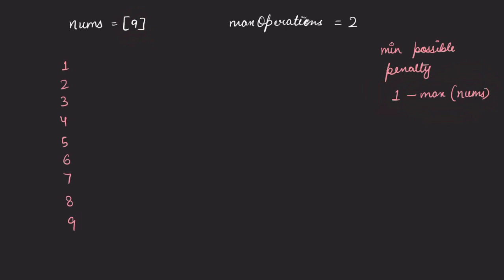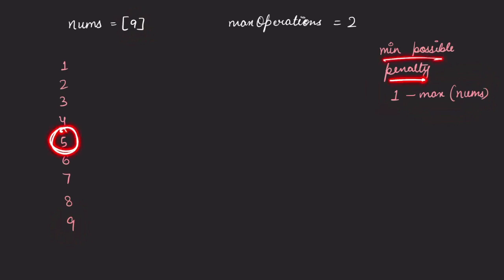Now, if I am saying that 9 can be my answer, what does that mean? That the maximum number of balls present in any bag should be 9. Or I can say that the number of balls in all the bags should be less than or equal to 9. If I am saying that my minimum possible penalty is 5, then in all the bags the number of balls should be less than or equal to 5. So let's check for all these numbers. Let's do a linear search and check.